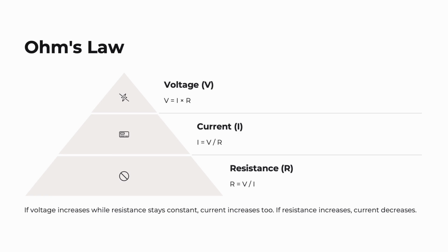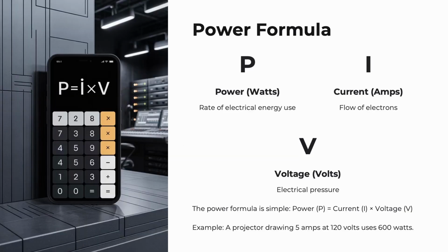Here is the takeaway from this. If voltage goes up and resistance stays the same, current goes up too. And if resistance goes up, the current goes down. Let's unpack this a bit more.